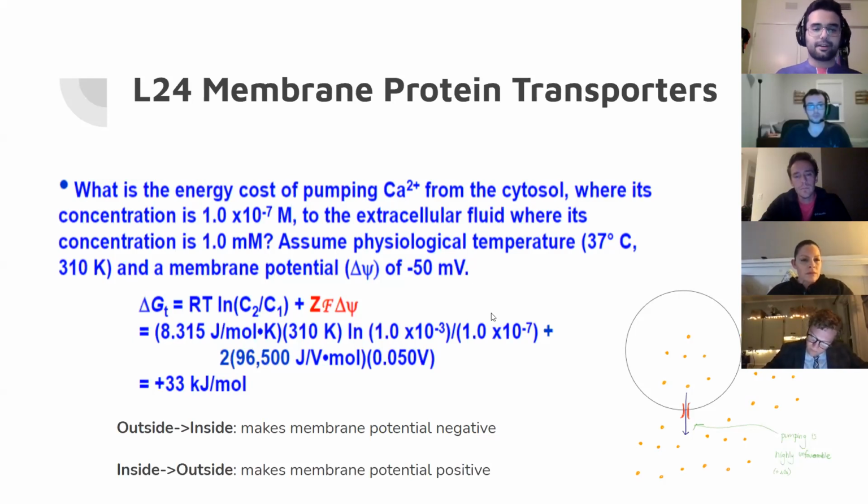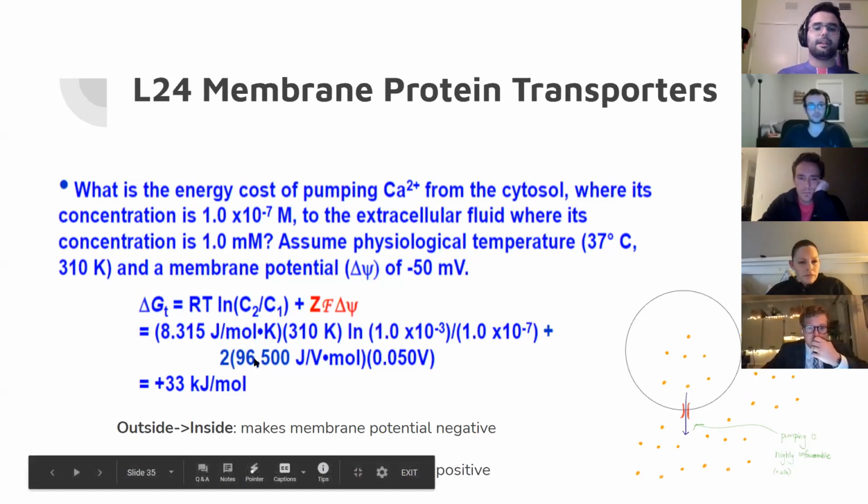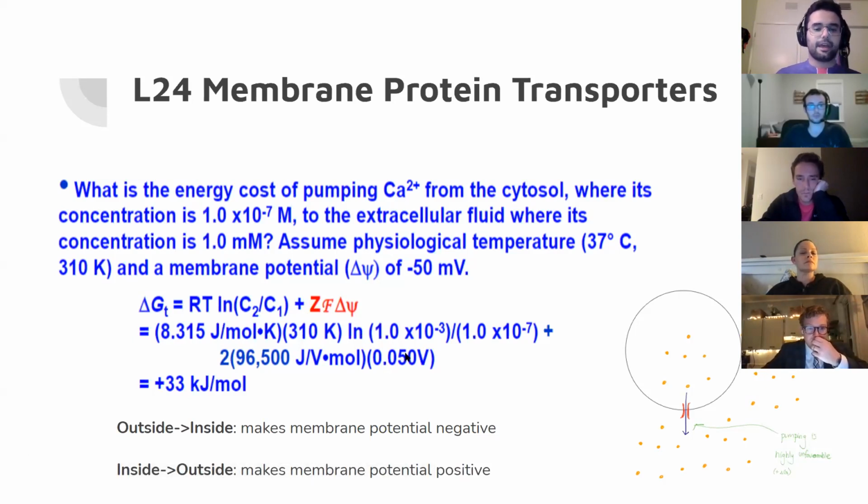Then we have our cytosol concentration, which is 1 times 10 to the -7, plus our Z, which is just representing what charge our ion has. In this case, it's calcium ion, which has a 2+ charge, right? So 2. And then we have our Faraday constant, which is given to us. And then we have our volts, which is -50 millivolts, okay? And then we just add, right?